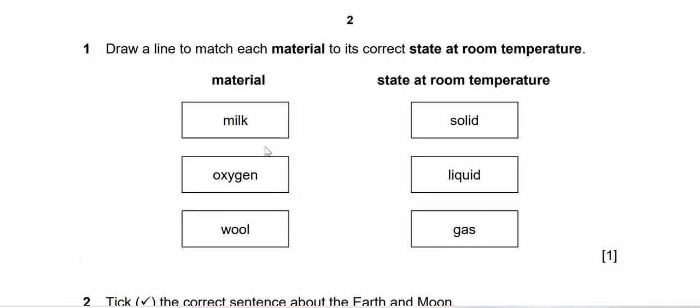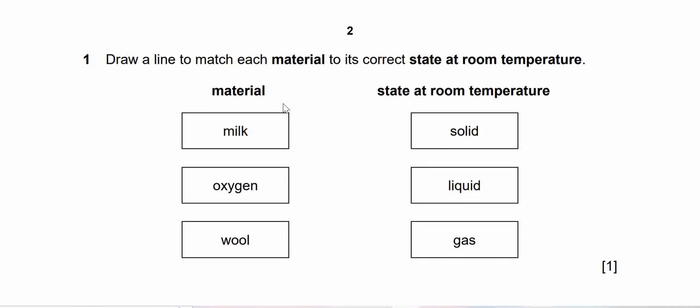Question one, draw a line to match each material to its correct state at room temperature: milk, oxygen, wool. What is the state at room temperature? Is it solid, liquid, or gas? So you get 10 seconds from now. 10, 9, 8, 7, 6, 5, 4, 3, 2, 1.